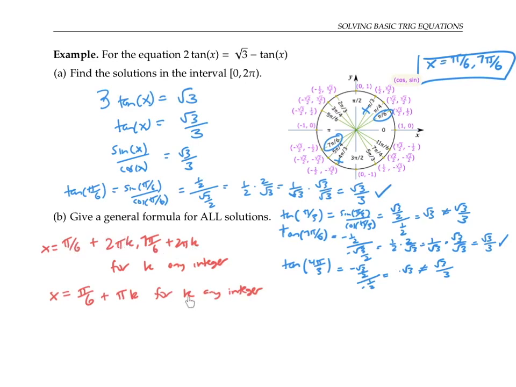For example, when k is 1, pi over 6 plus 1 times pi is just the original 7 pi over 6. If you think about the fact that tangent has a period of pi instead of 2 pi, it makes a lot of sense that you should be able to write the solutions in this form.